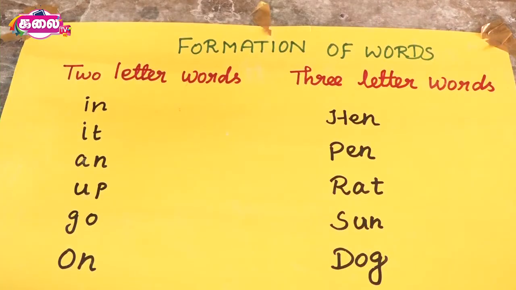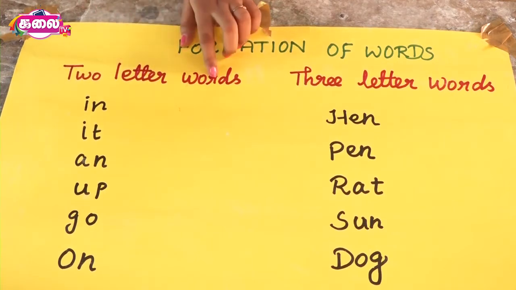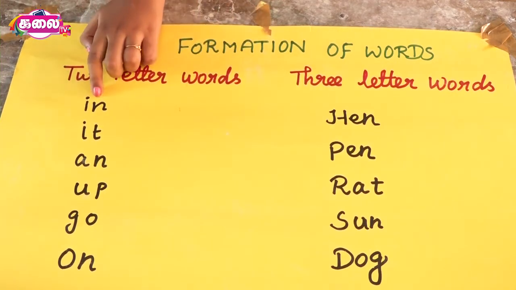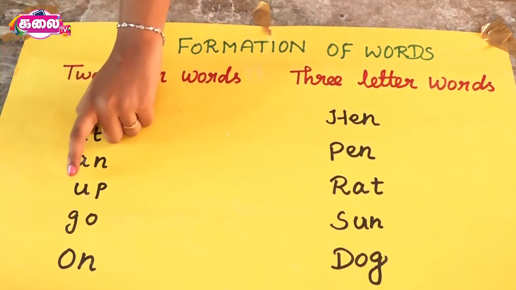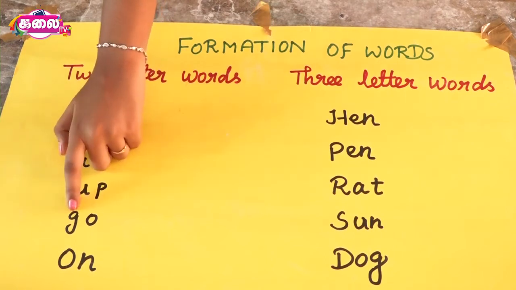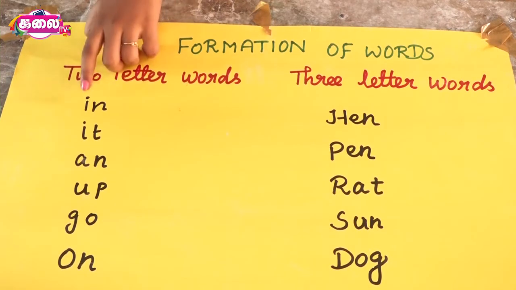A group of letters is called a word, and each word has a different number of letters. Some words are formed with 2 letters, some with 3 letters, some with 4 letters, and so on. Now let us learn the 2-letter words first. Here are 2-letter words. I-N, in. I-T, it. A-N, an. U-P, up. G-O, go. O-N, on. Say again.